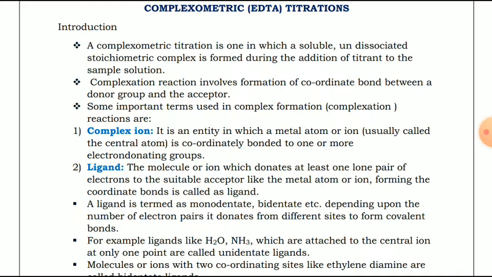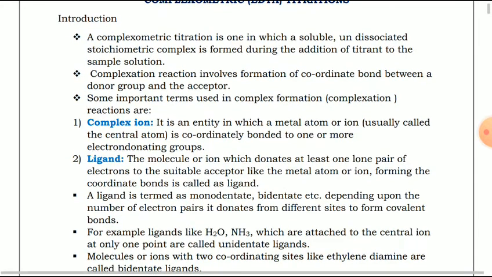Molecules or ions which have two coordinating sites, like ethylene diamine, are called bidentate ligands. Ethylene diamine is a bidentate ligand.